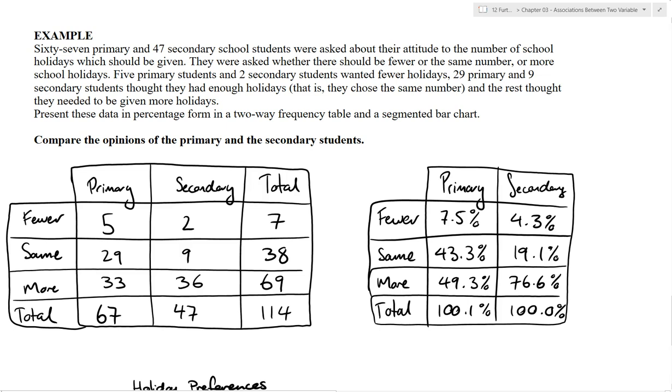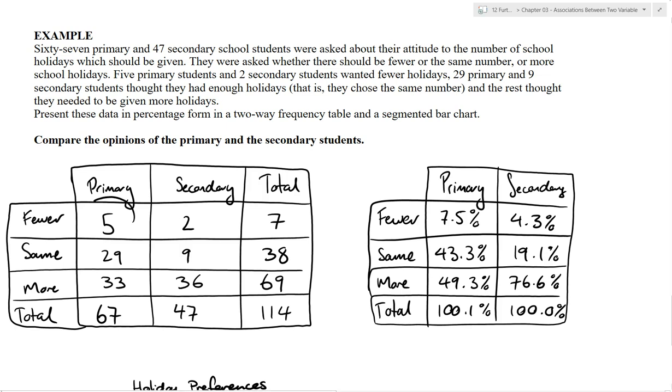And then what I did was I went, well, 5 and 29 and something have to equal 67, because I know that I definitely have 67. So I did 67 minus 29 and 5, which gave me 33, and I did the same over here. 47 minus 9 and minus 2 gave me 36. I totaled to the right, so 5 plus 2 is 7. 29 plus 9 is 38. 33 plus 36 is 69. Then I checked. I added this way, 7, 38, and 69, and I added this way, and they both agreed to be 114. That's a nice little check for me to do to make sure it's all done properly.